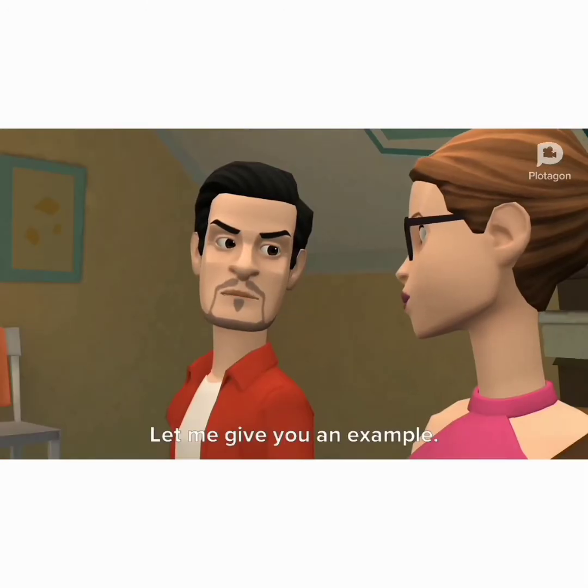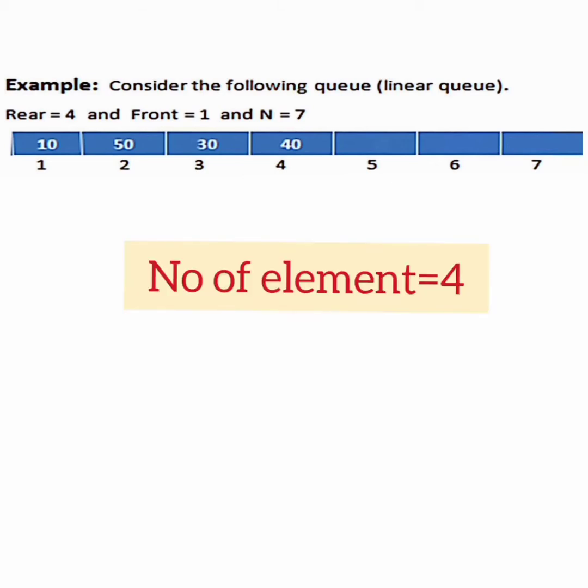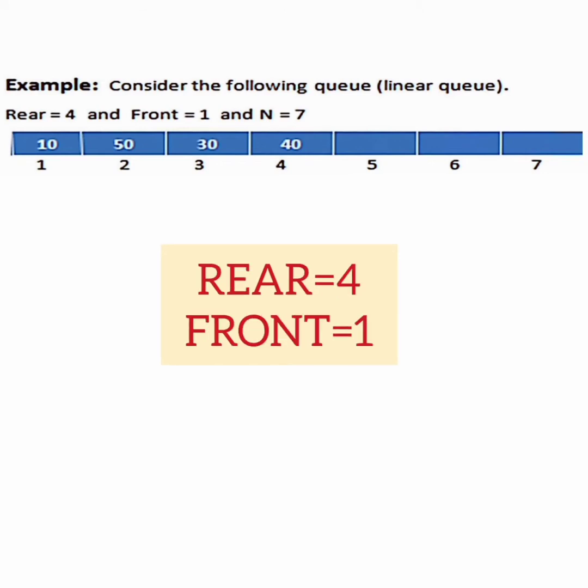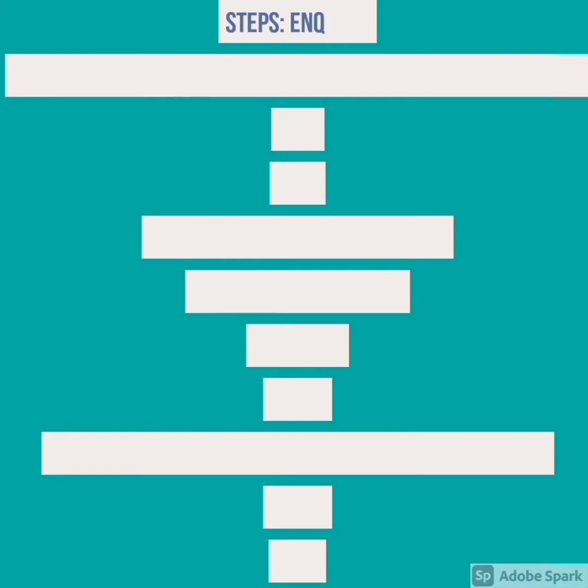Let me give you an example. Let us consider a queue of integers implemented using array. The given queue contains 4 elements currently. Its max size n equals 7. The rear of queue is 4 and front equals 1. Let us insert another element 20 in the queue. We'll perform this by enqueue operation.